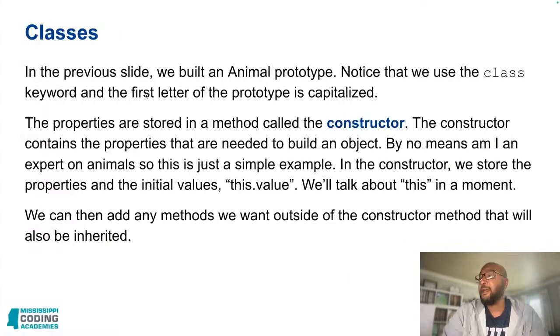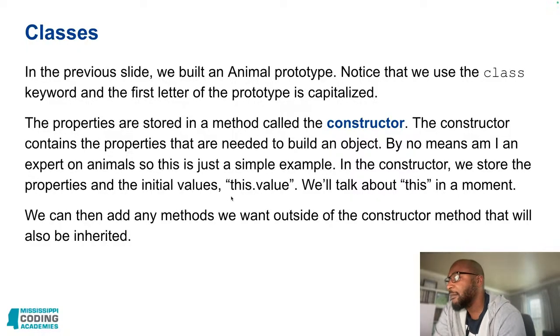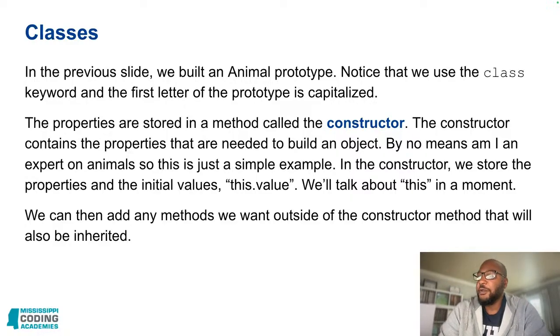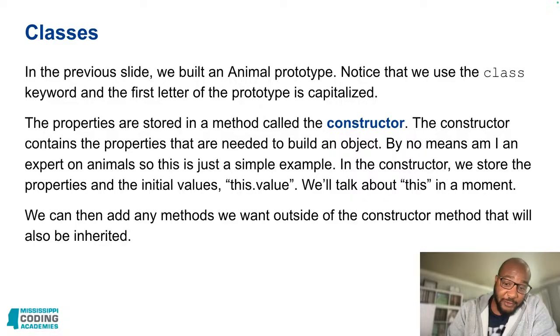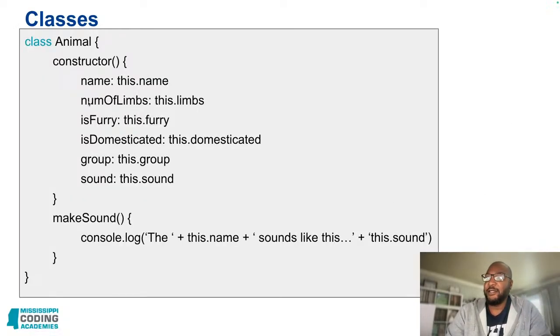Let's see here. We built the animal prototype. Notice that we use the class keyword, and the first letter of the prototype is capitalized. The properties are stored in a method called the constructor. The constructor contains the properties that are needed to build an object. By no means am I an expert on animals, so this is just a simple example. In the constructor, we store the properties and the initial values, this dot value. We talked about this when we talked about objects, but here we are again. Then we can add any methods we want outside the constructor method that will also be inherited. So let's go back to this and finish it.